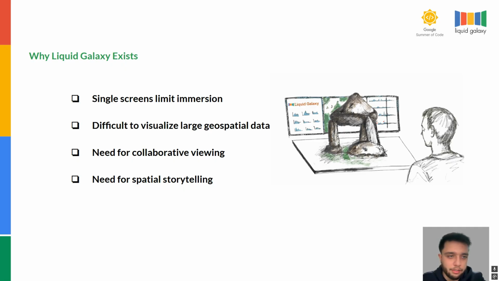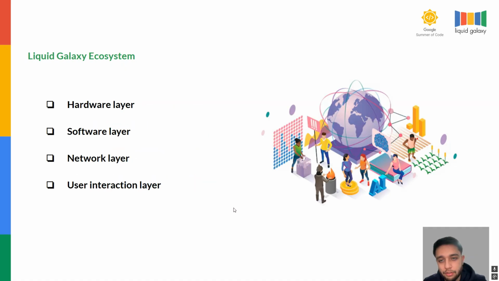So as you can see in this picture, the user is looking at Stonehenge, which is a very popular scientific mystery location. So instead of understanding the location through a single screen, the user can get a much better idea through the multiple screen setup. So it also supports collaboration, where multiple people can stand in front of the display and discuss the same visualization. So now we'll go to the next slide.